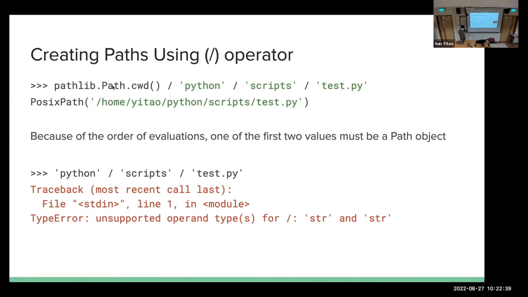You can also start from the root directory, which is a slash for Mac and Linux, and for Windows it'll be C colon something. So that's just one of the ways. You can specify Path.cwd(), and then you can see you have this slash operator.